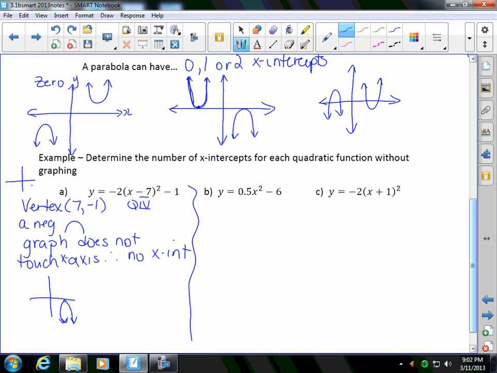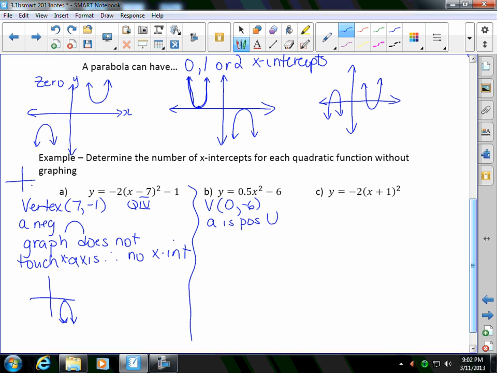So in the B one, my vertex for this one, there's nothing being added on to that squared value, so I know that my p is a 0 and my q is a negative 6. My a is positive, so my parabola will be going up. So if I think about where 0 and negative 6 is, that's going to put me right on the y-axis.